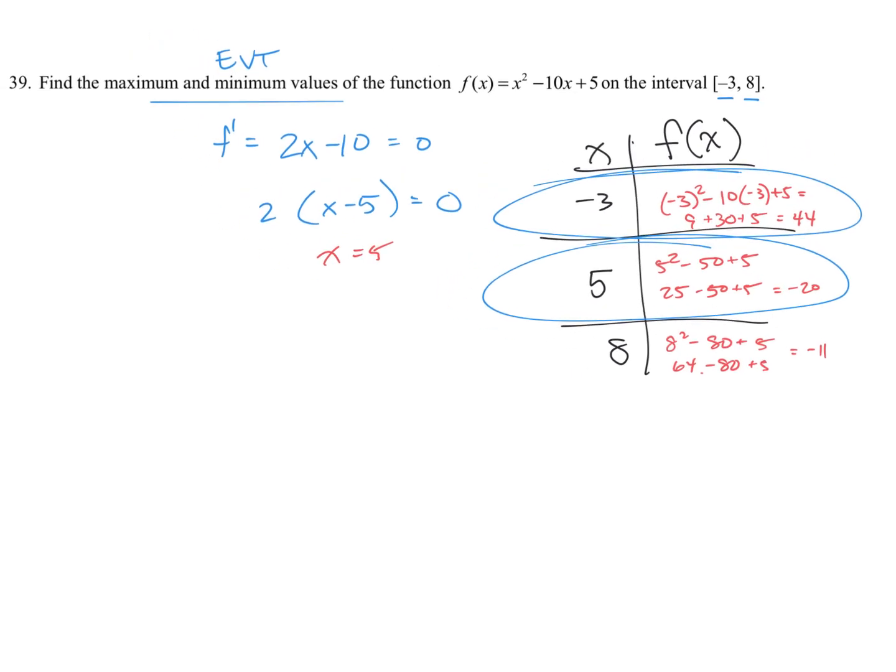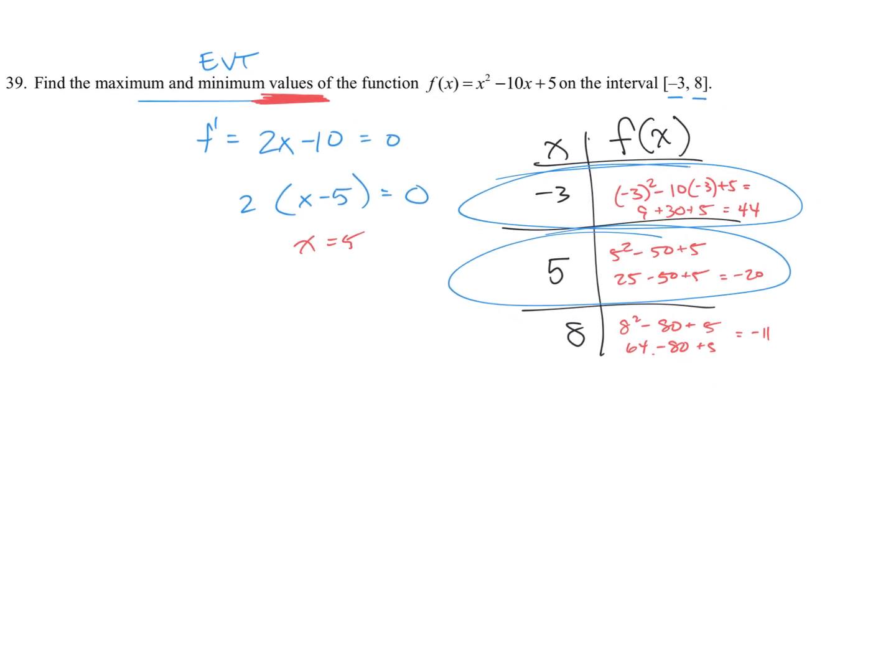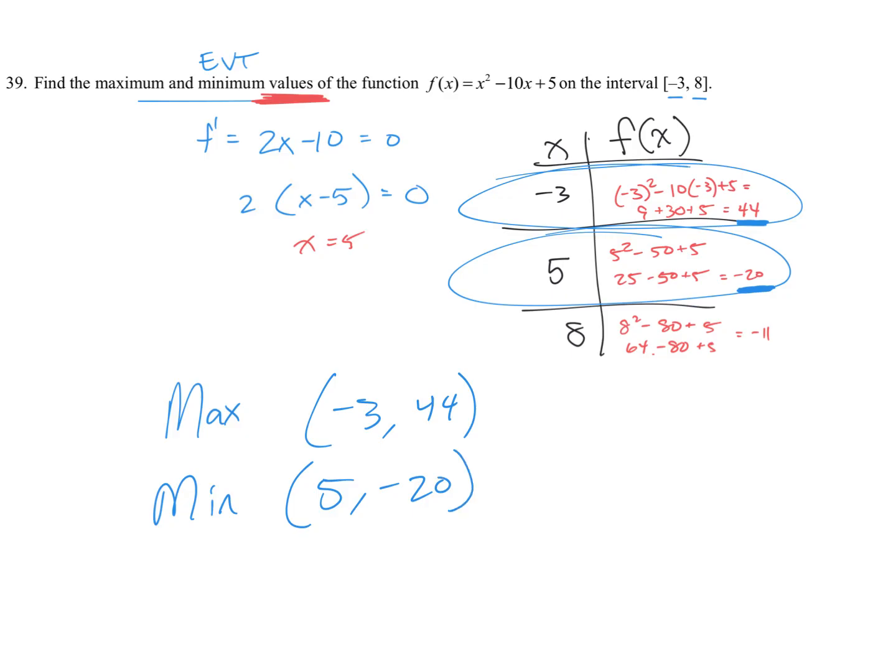But you know what? It says find the maximum and minimum values. On a multiple choice test, it's really important that we read the word values and say that our maximum value is 44 and our minimum value is negative 20. On a FRQ, you're never wrong by saying that the max is at negative 3 comma 44 and that the min is at 5 comma negative 20. But on a multiple choice, it said values, so make sure you pick out the y values.